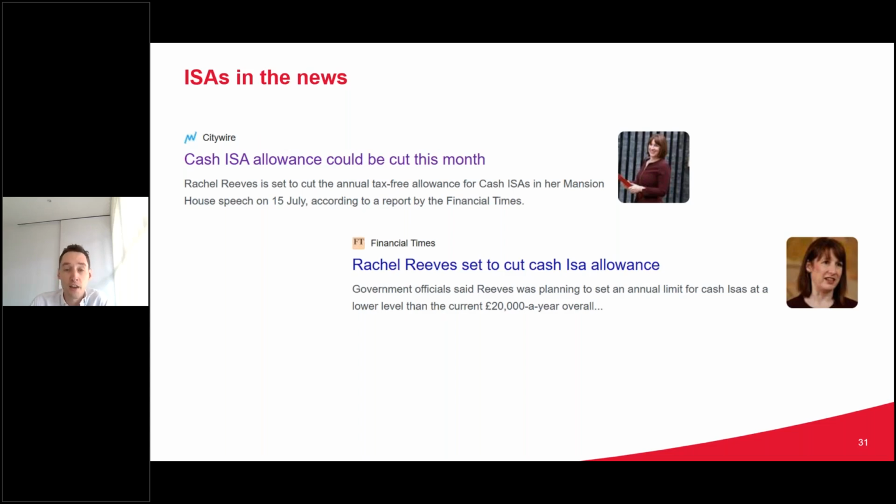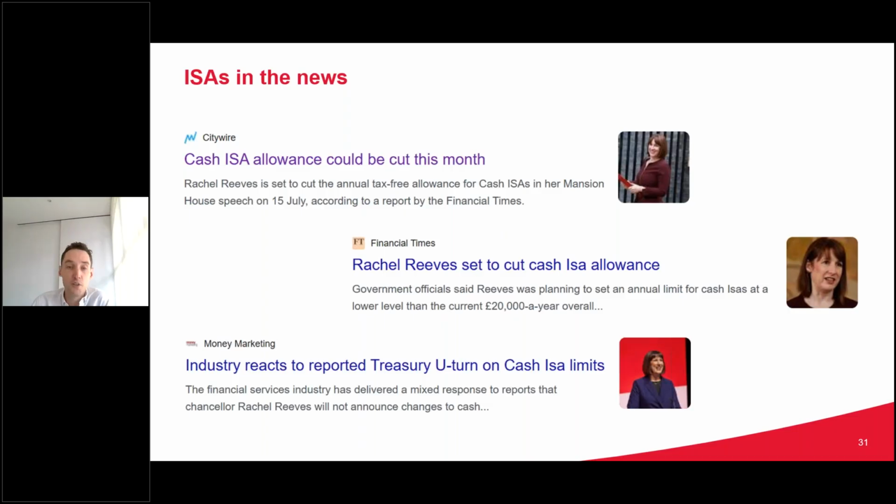So it does look like that got U-turned, because ahead of the speech there were reports that they weren't going to do it, and then indeed when the Chancellor did deliver her speech, there was no announcement around the cash ISA. So this speculation around cash ISA comes from a few different angles.